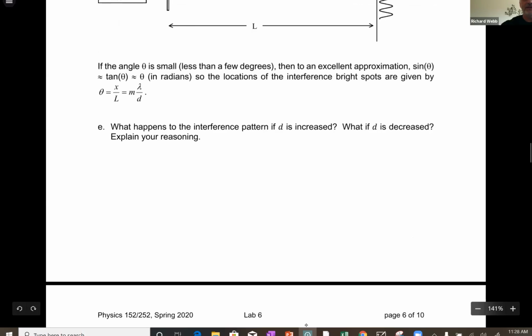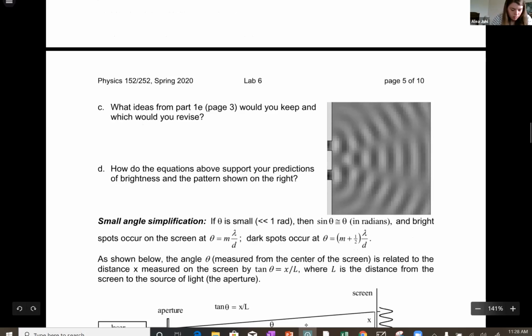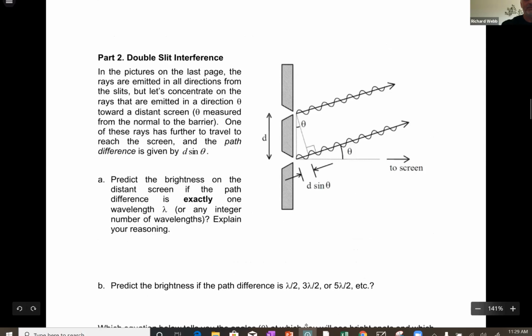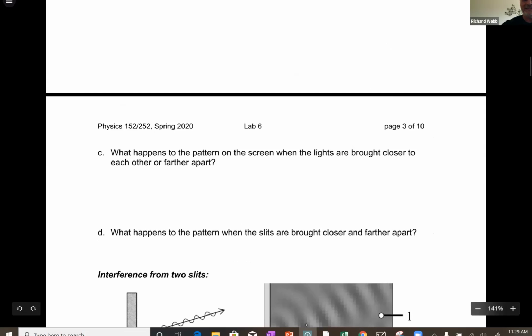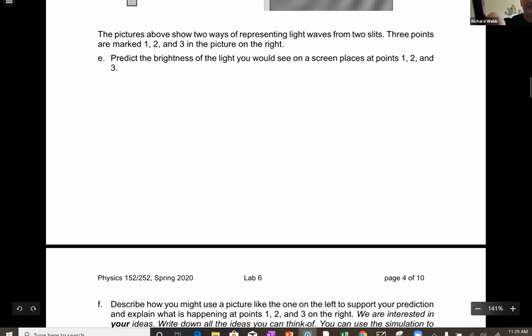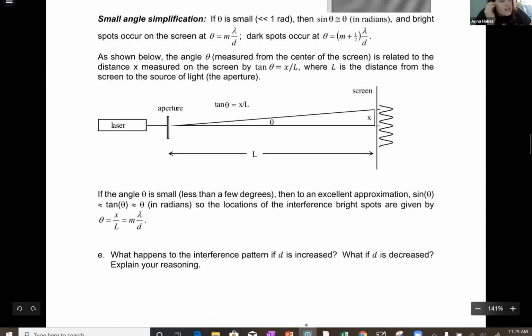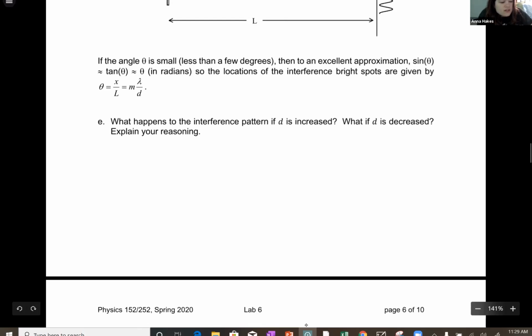Okay, so which I think they should have been. Yeah, I think we did it wrong. They should have been because 1C, or excuse me, 1D, when the slits are brought closer, farther apart. And then down here for D, we said that when the slits are closer together, there are fewer dark bands seen on the screen, and when they are further apart, there are more dark bands.